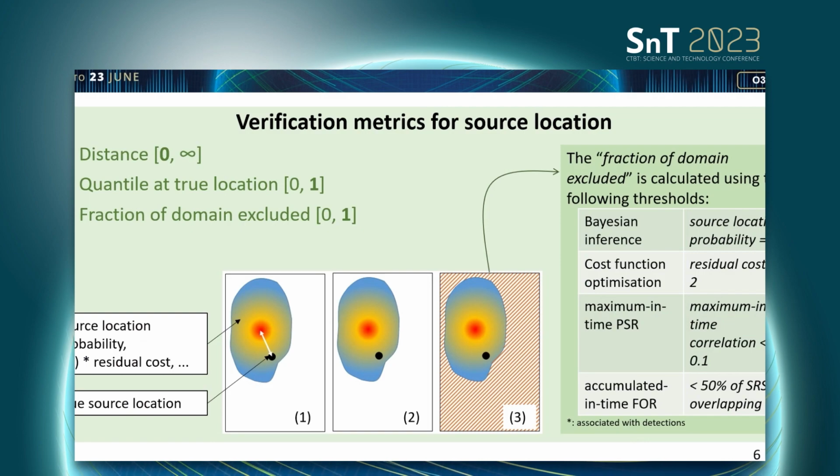In order to calculate this fraction of domain that can be excluded, we have defined a few thresholds. So they are shown here on the slide, and these are based on expert judgment. And okay, you can get perhaps slightly different results depending on the choices that you make here.